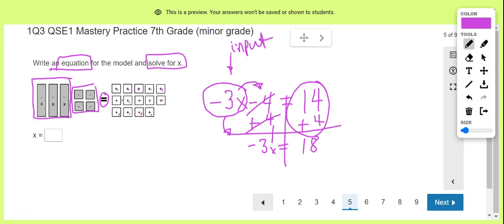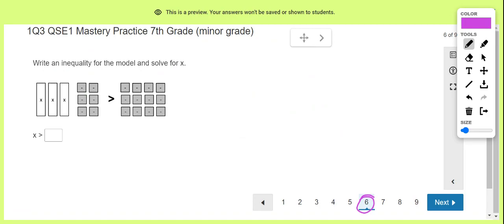So the input is x. X times negative 3 will give us an output of positive 18. How do we find that input? We divide by negative 3 to help us inverse and reverse what was happening. So 3 divided by 3 is 1. X is equal to 18 divided by negative 3, which will give you negative 6.